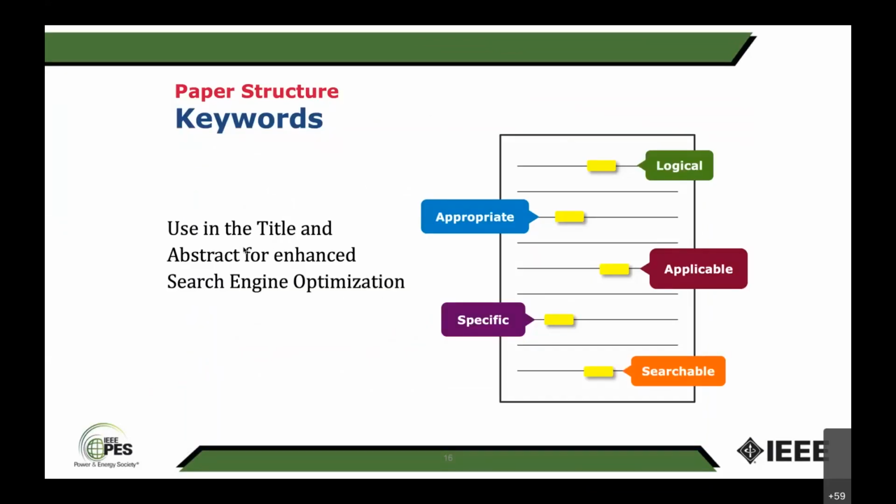Okay. Keywords. A paper is found in the search engine using the title and keywords and some abstract related content. So your keywords must be logical, must reflect your research, must be applicable in your work, must be searchable. That word should not be an abbreviation or two words combined. Then they are not searchable.